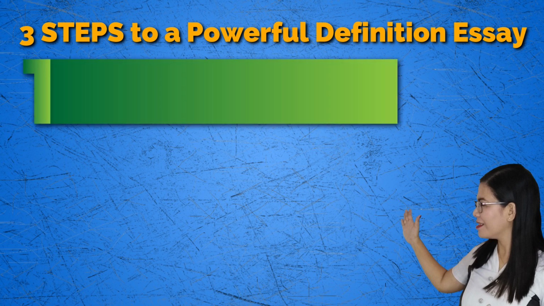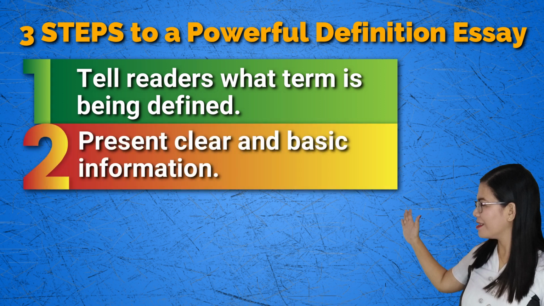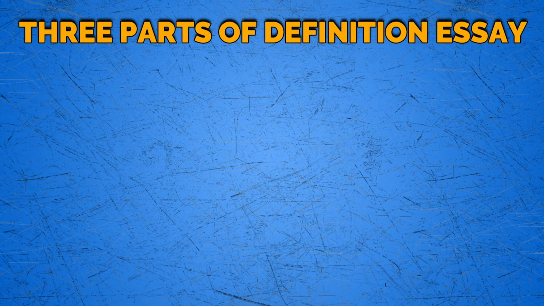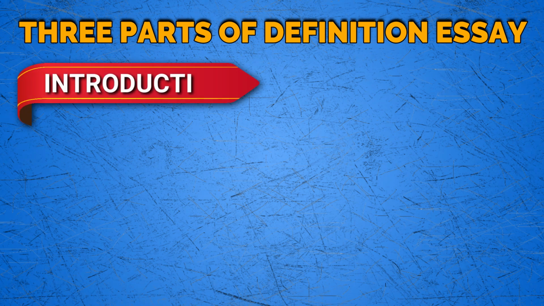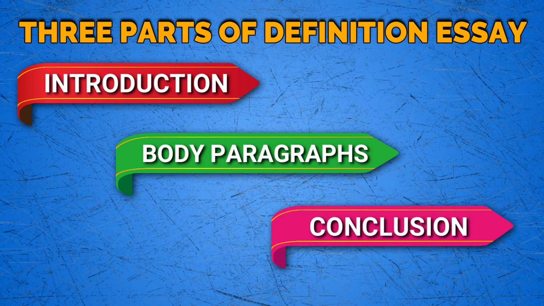Step 1. Tell readers what term is being defined. Step 2. Present clear and basic information. Step 3. Use facts, examples, or anecdotes that readers will understand. The 3 parts of definition essay are introduction, body paragraphs, and conclusion.